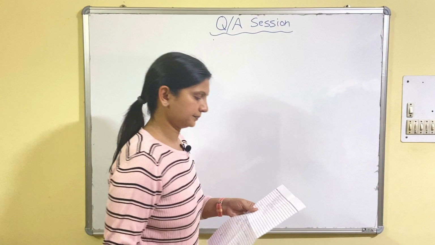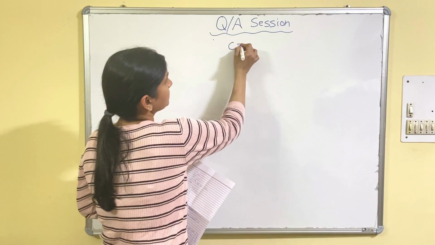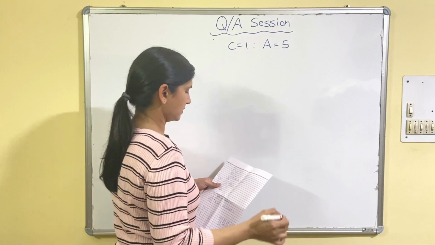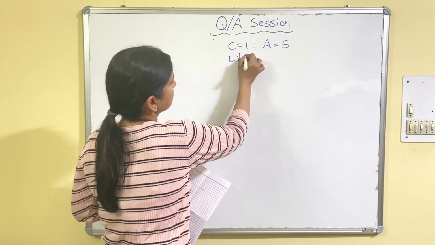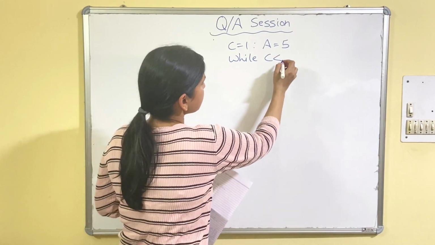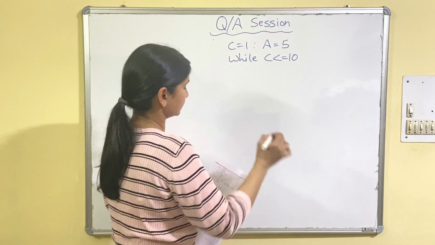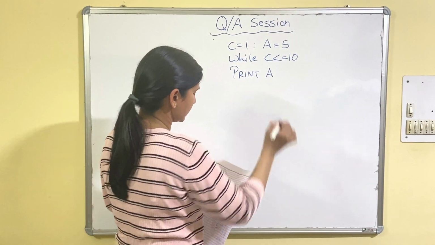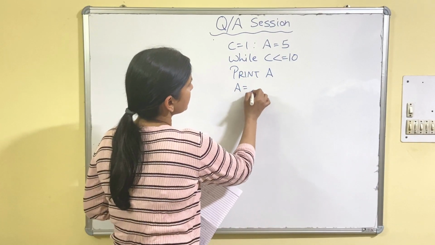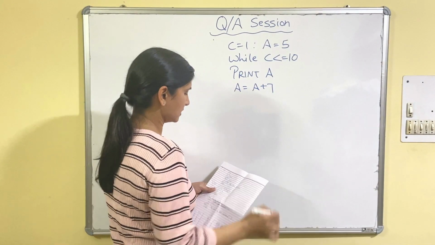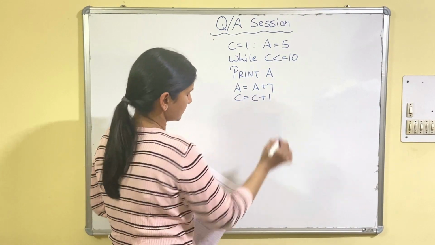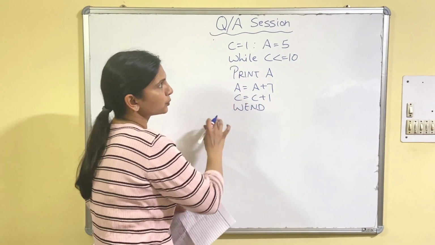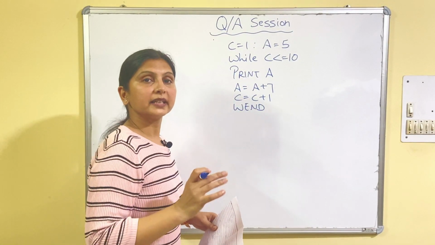Okay, the next is C equals to 1, A equals to 5, while C less than equals to 10, print A, A equals to A plus 7, C equals to C plus 1, and then wend. So this program is given and you need to display its output.